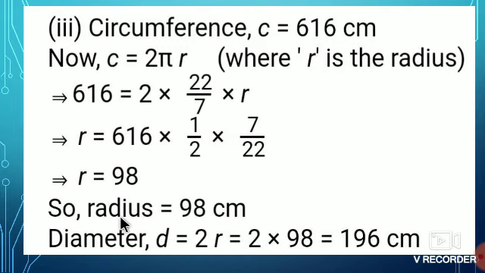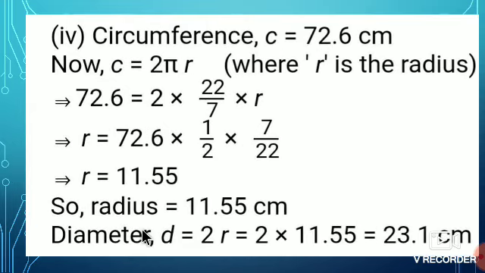Now we know the radius. From that we can easily find out the diameter. 2 times radius. 2 into 98 is 196 centimeter is the diameter. Same way you can solve the fourth example, but it is given in the decimal form.